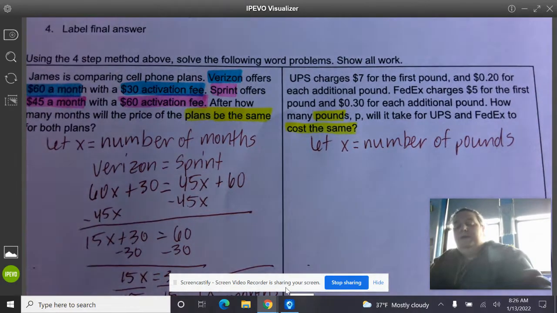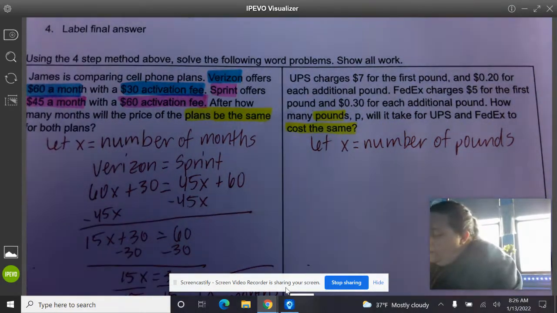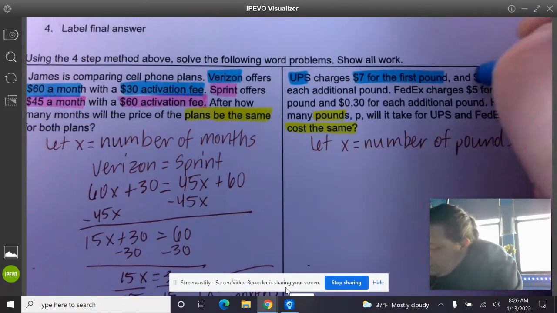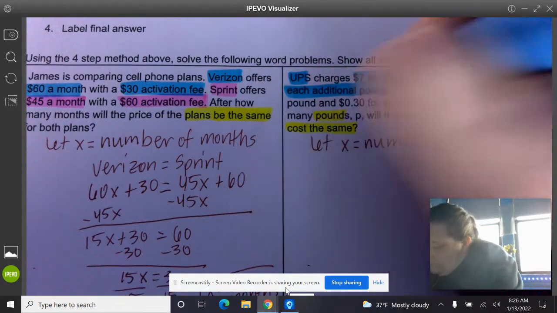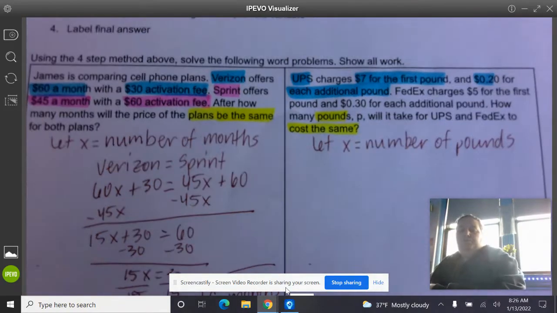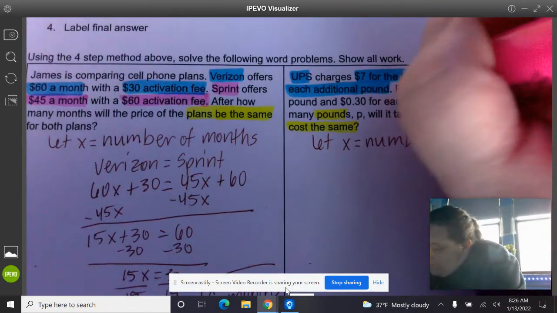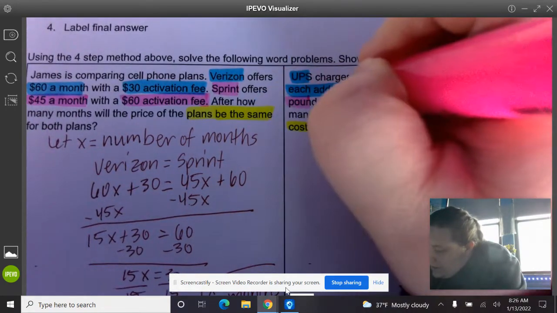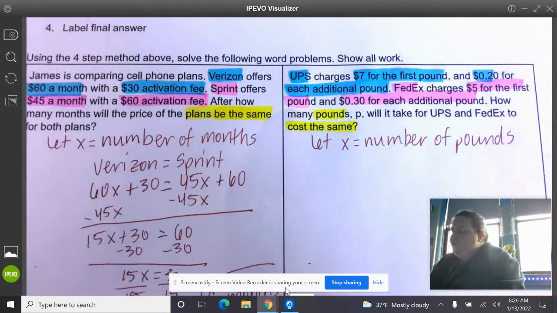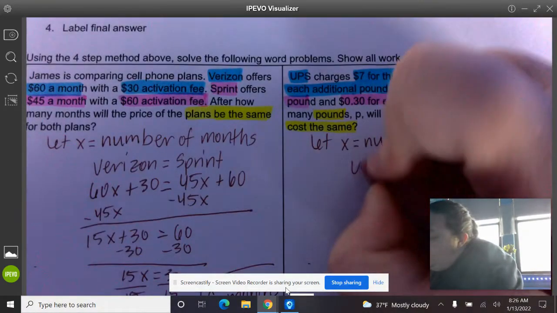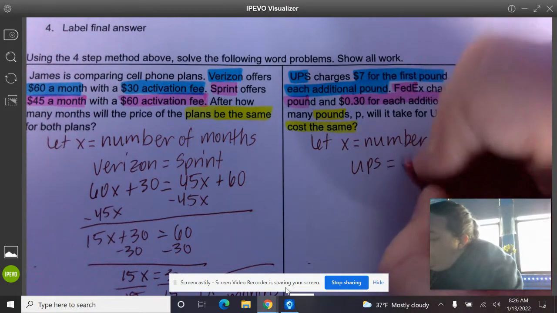All right, so going back into the word problem, let's see what we're comparing. So we've got UPS, $7 for the first pound, 20 cents for each additional pound. Then we've got FedEx, which charges $5 for the first pound and then 30 cents for each additional pound. So we're seeing, when is UPS going to equal FedEx?